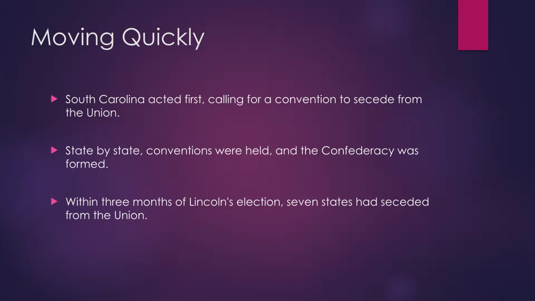First off, South Carolina will act first, calling for a convention to secede from the Union, which they had threatened to do prior to his election. State by state, conventions were held, and the Confederacy was formed. Within 3 months of Lincoln's election, 7 states had seceded from the Union.